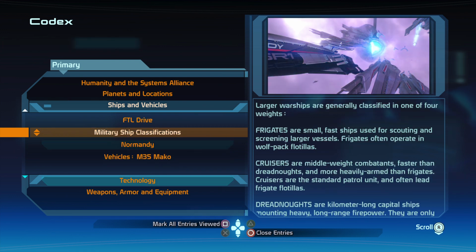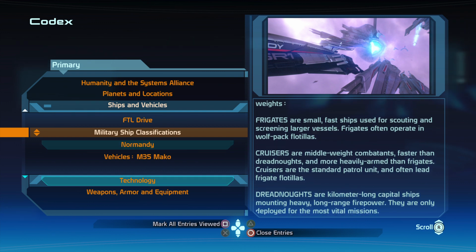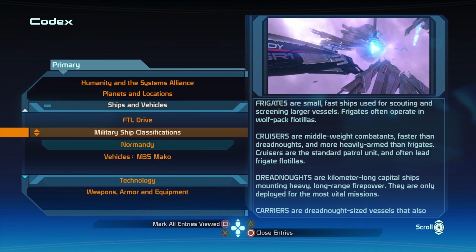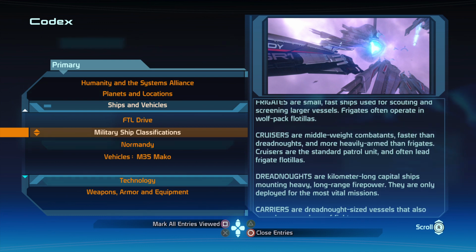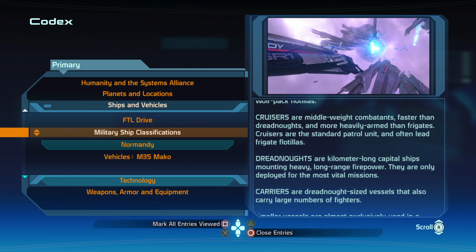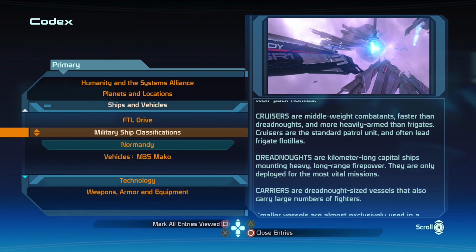Larger warships are generally classified in one of four weights. Frigates are small, fast ships used for scouting and screening of larger vessels. Frigates often operate in wolf-pack flotillas. Cruisers are middleweight combatants, faster than dreadnoughts and more heavily armed than frigates. Cruisers are the standard patrol unit and often lead frigate flotillas.